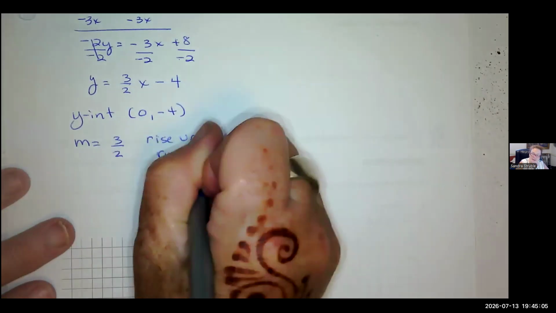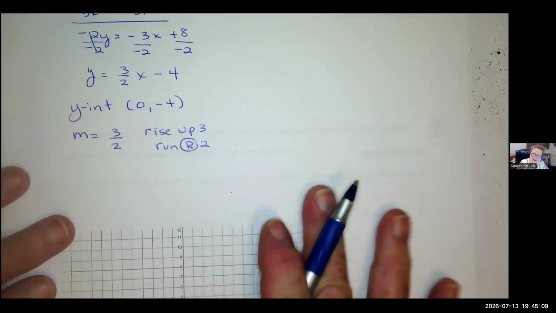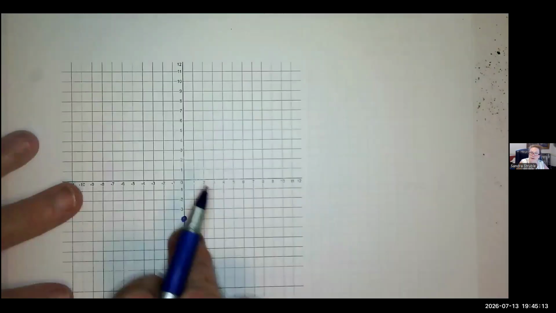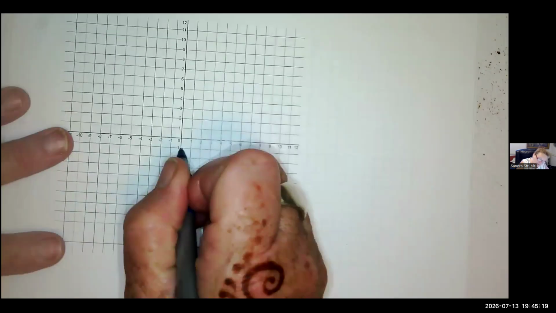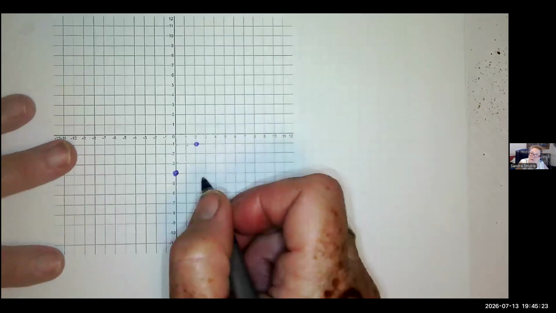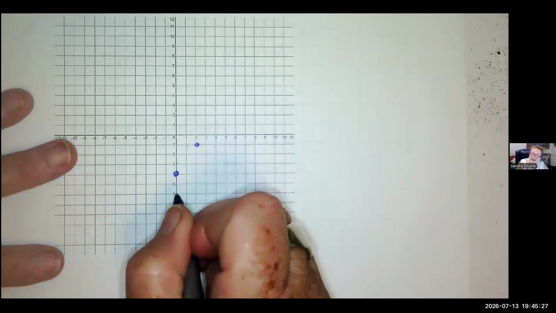Starting with my y-intercept at (0, -4). Place your point. Then from your y-intercept, we're going to go up 3 and right 2. So up 3 and right 2. Place your point. If we had used the -3 over -2, we would have gone 1, 2, 3, and then we would have had to go left 2.